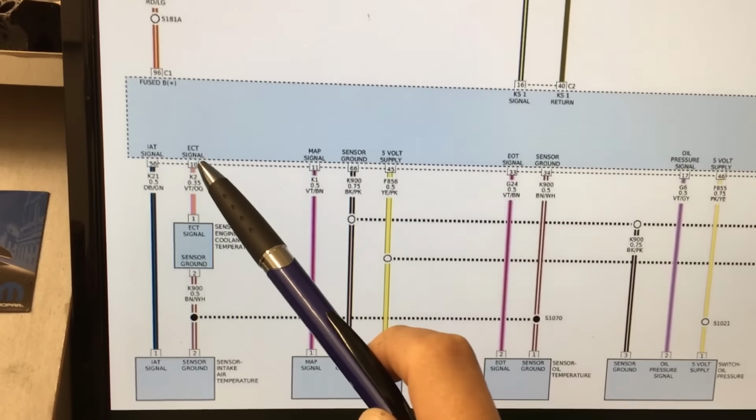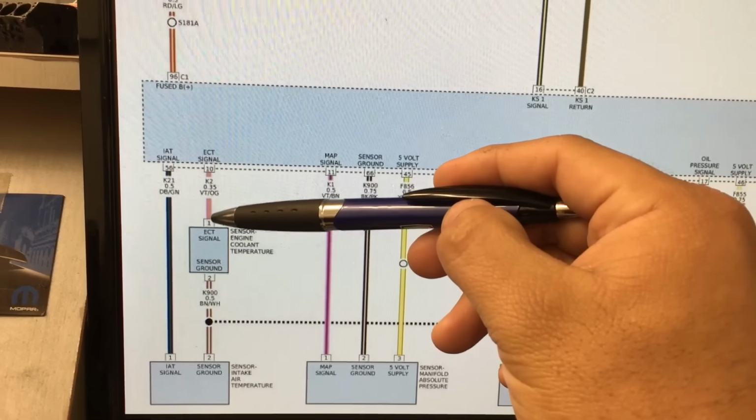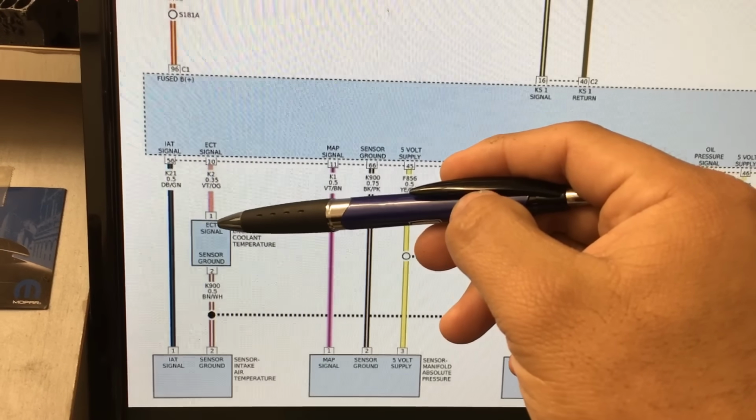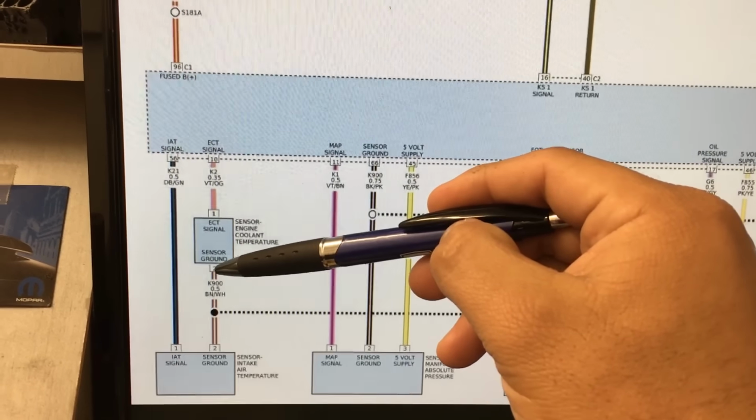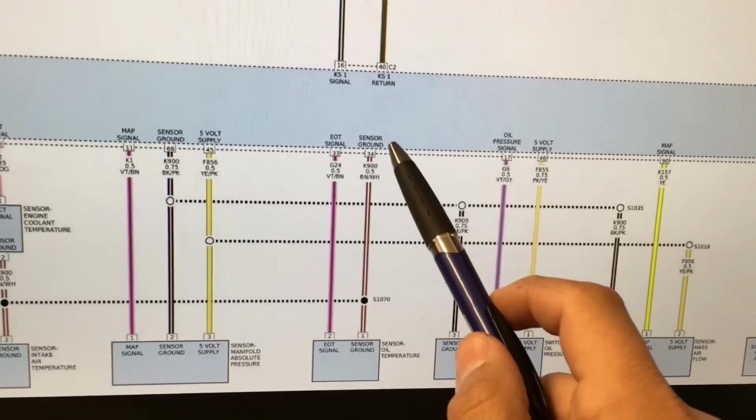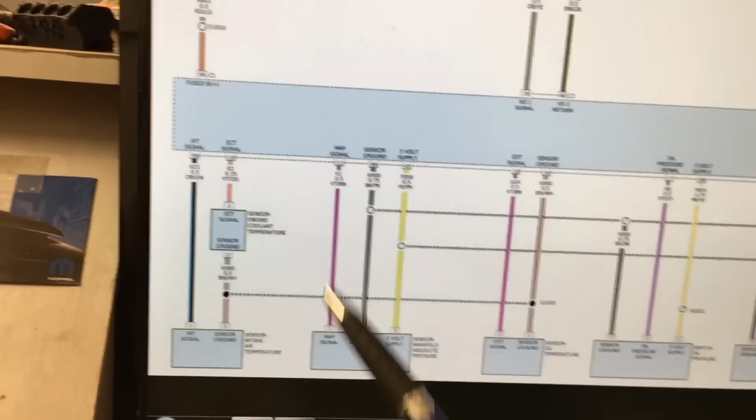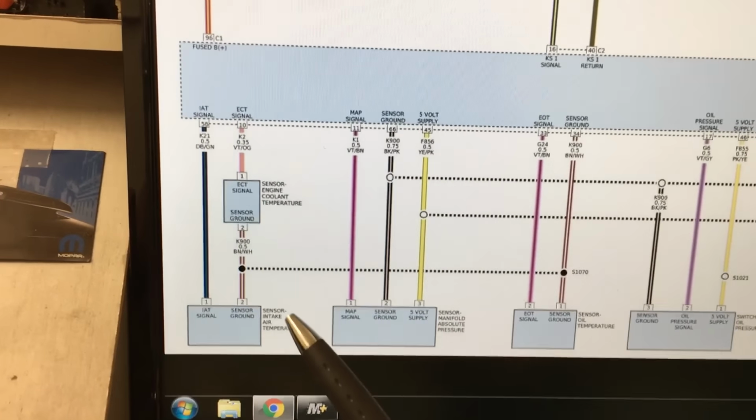The way this works is that the engine computer is going to send out a reference voltage to the engine coolant temperature sensor, and then of course this is going to be the ground. Now if you look over here, there's a splice. The ground for the intake air temperature and for the engine coolant temperature both meet at the splice, and if you follow it over, it's spliced into the same ground for the oil temperature sensor. This is the oil temperature sensor ground, and this splice right here, if you follow it up, goes back to the computer and says sensor ground. So it's just drawn up a little bit confusingly, but don't let it confuse you.